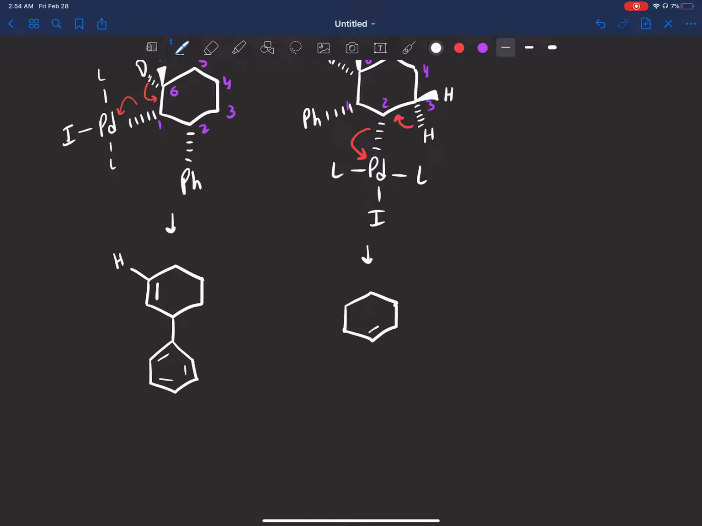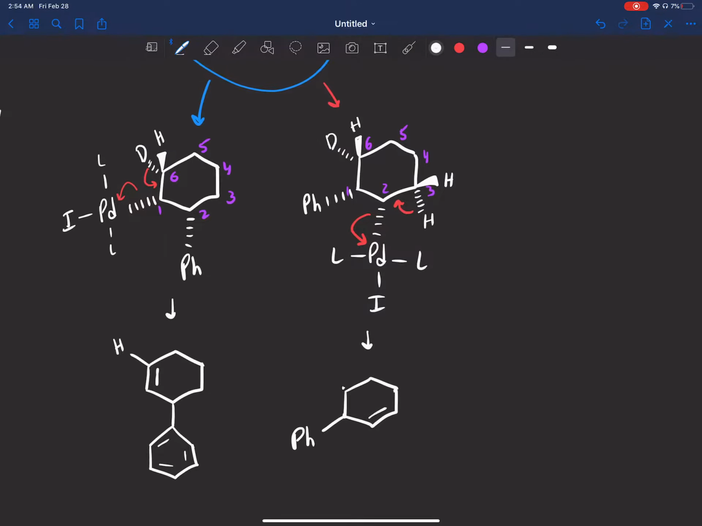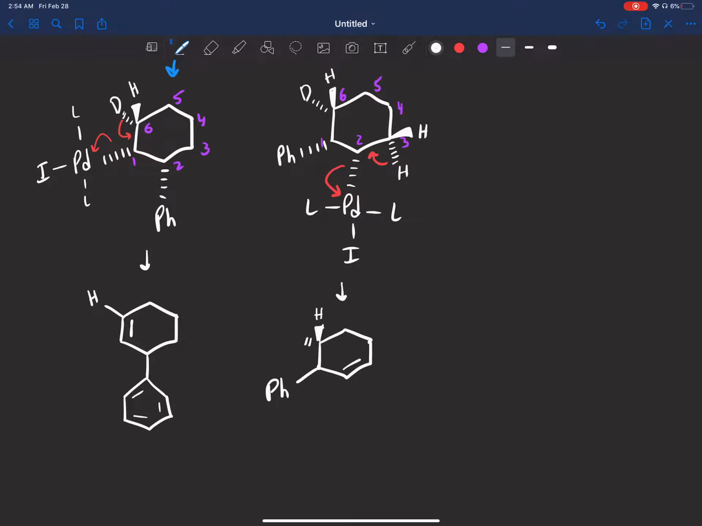The double bond is going to form right here. My phenyl is right there. And again, usually we do that solid bond at this point. And my hydrogen and deuterium are right there. Now you may be asking, what's the point? And actually, wait, let me just draw the phenyl out.